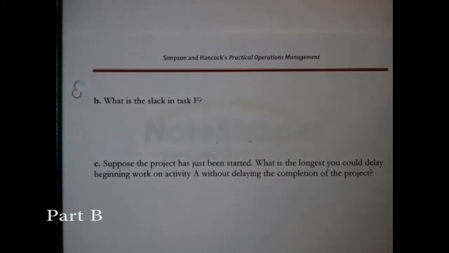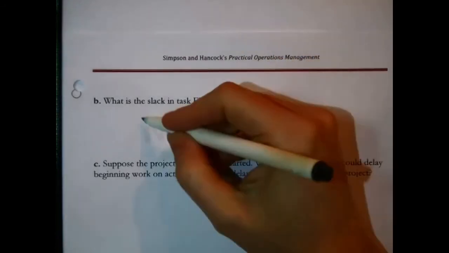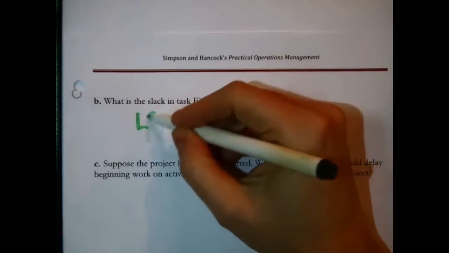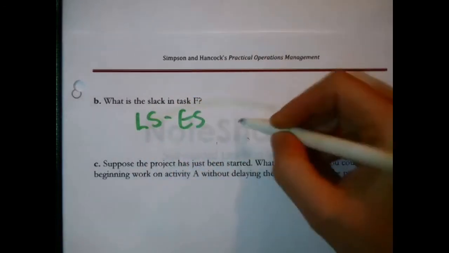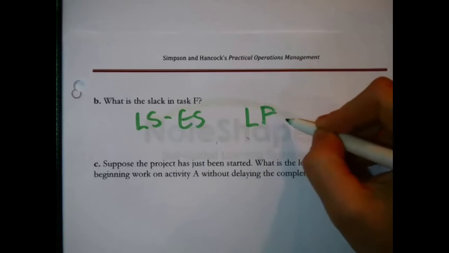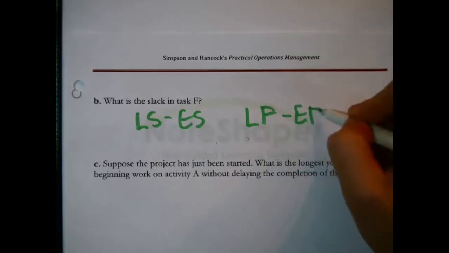Okay, next question. What is the slack in task F? This isn't going to take very long. Slack, like we were just saying, is, for instance, the late start time minus the early start time, or your choice, the late finish time minus the early finish time. You had better get the same answer.